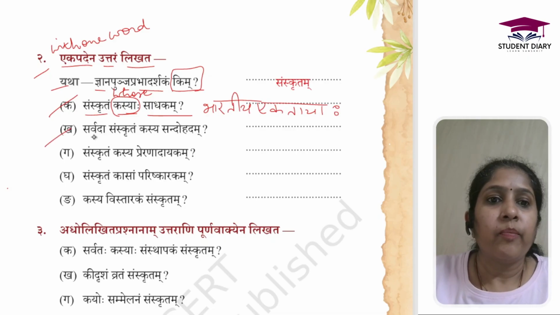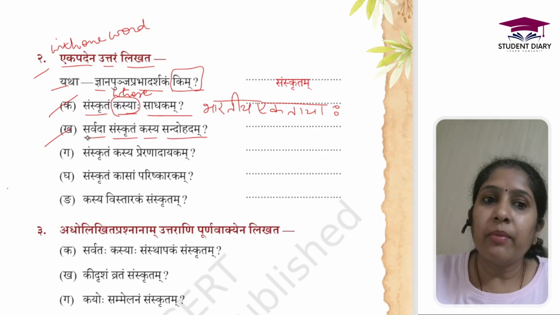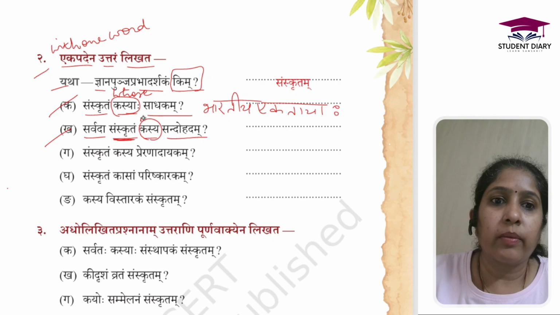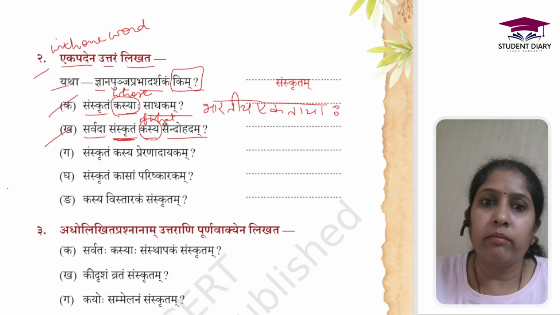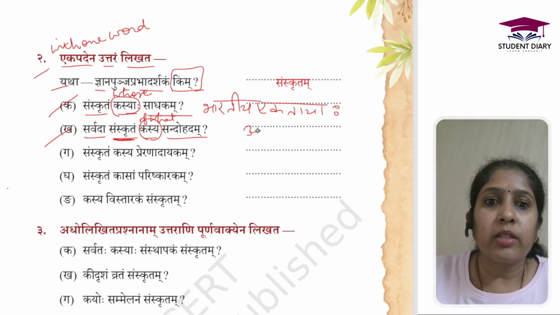Let's go for the second one. Sarvada Sanskritam Kasya Sandohadam. Sarvada means always. Sanskritam means the Sanskrit language. Kasya means of what? And Sandohadam means group. So Sanskrit is always the group of what? Happiness, right? So it is going to be Anandasya.